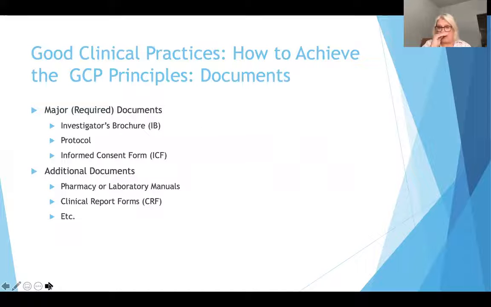So then the question becomes how to achieve the GCP principles. There's three major documents that I want to focus on. The first one is the investigator's brochure, followed by the protocol and the informed consent form or the informed consent documents. Additional documents that can help to achieve clinical trials in a consistent and well-run manner include pharmacy or laboratory manuals, case report forms in which the data are recorded, etc.